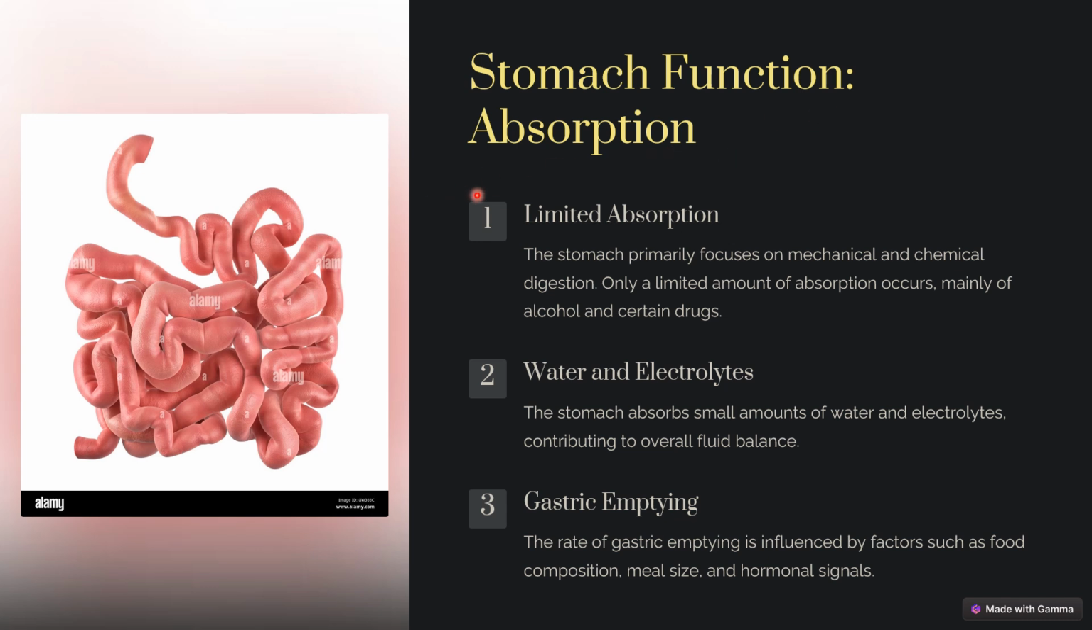So the first function we saw was digestion. Now we'll see absorption. So now, limited absorption. The stomach primarily focuses on mechanical and chemical digestion, which we just learned. Only a limited amount of absorption occurs. Mainly alcohol and certain drugs are absorbed in the stomach. So basically the main function of the stomach is to digest, not that much absorption. So a limited amount of absorption occurs, mainly alcohol or certain drugs.